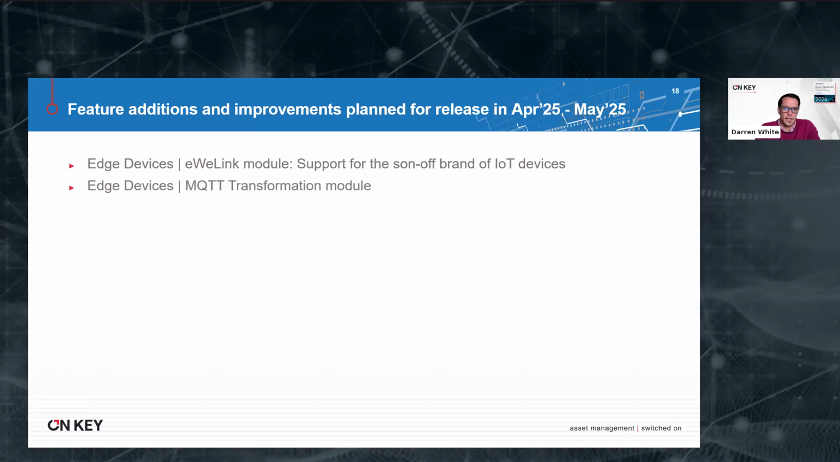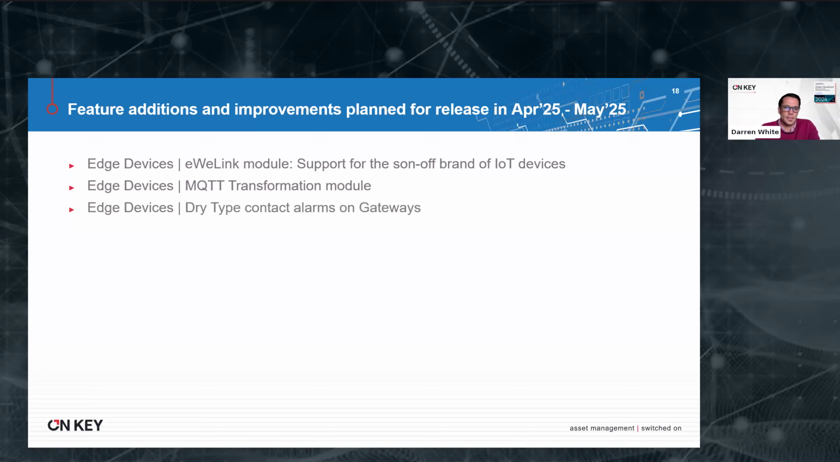The next one is an MQTT transformation module. So we have an IoT edge gateway, and this gateway has a couple of modules. We already have an MQTT module, but it only collects raw data and then makes that available in QNX. But we want to also transform that raw data. So if you need to scale some of the values, this MQTT transformation module will do exactly that.